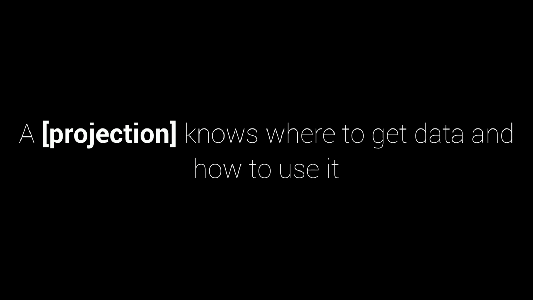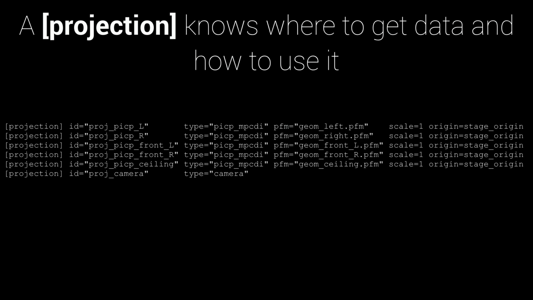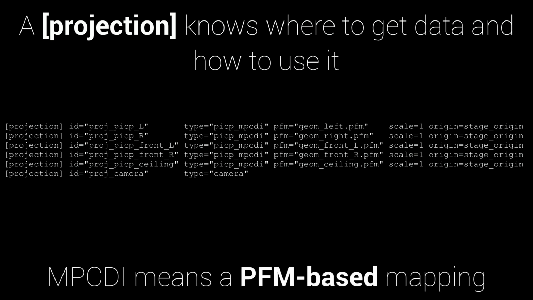And then last but not least here is the projection, right? So the projection knows where to get the data and how to use it. This is where you tie in this PFM definition of where your walls are, and it ties together with what the camera is supposed to be. So you're telling it where all these things are, and this is what lets nDisplay know how to map the data from the PFM to the data that it's going to render. MPCDI just means it's a PFM-based mapping. All right, I think I got through that part.